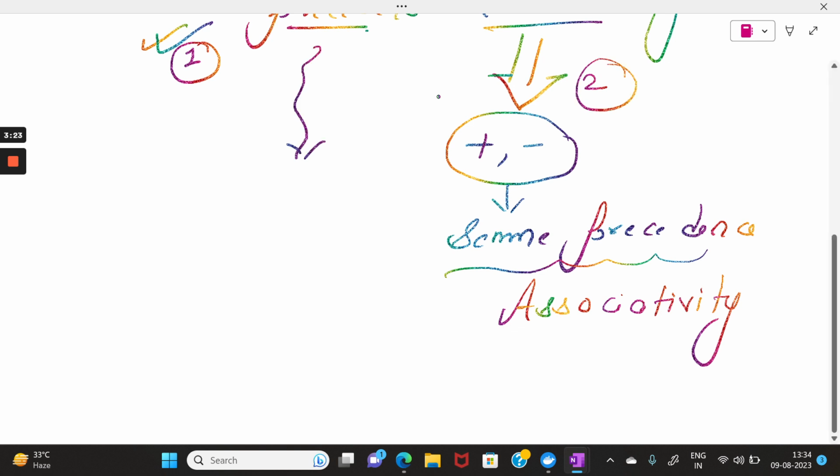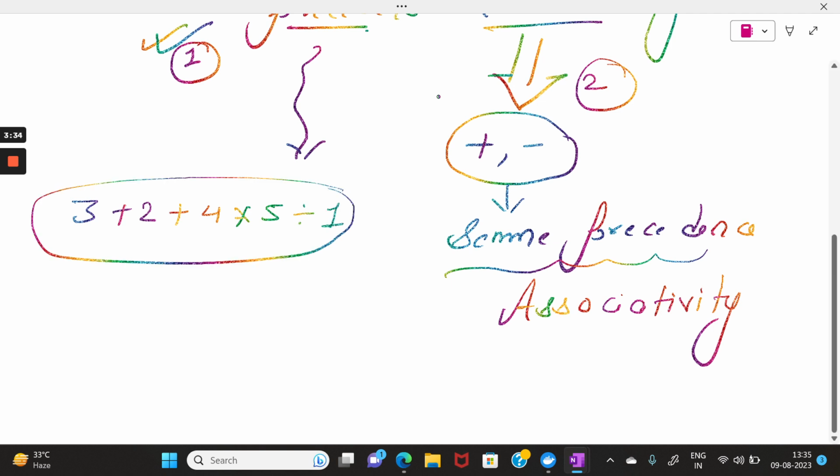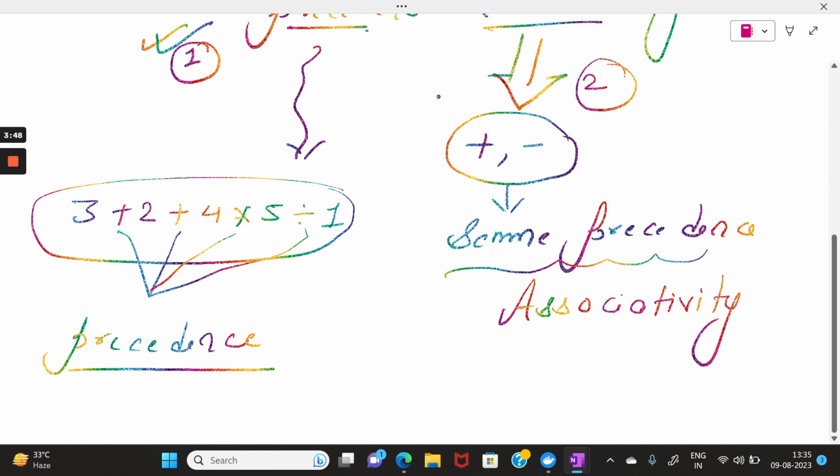Precedence means that when we are doing the computation in programming, like we have 3 + 2 + 4 * 5 / suppose 1. Okay, this is any expression. These are our operators. If these operators are present, we need to follow some precedence, like in what order we are going to have the computation. Are we going to do this first or this first or this first or this first? Okay, so we follow a certain precedence.